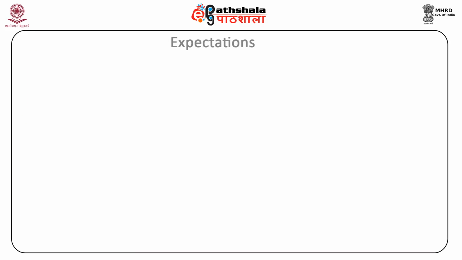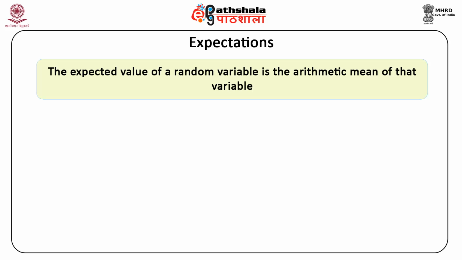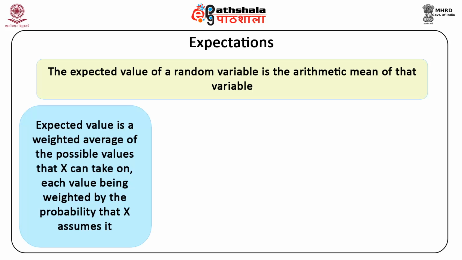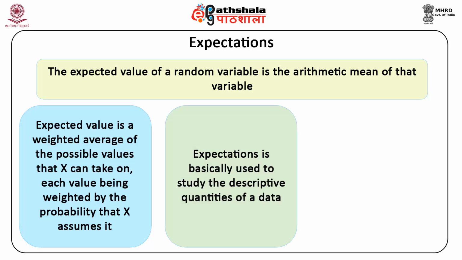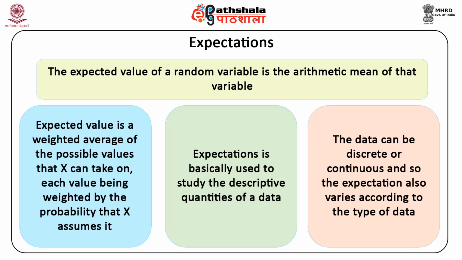First, we shall understand what expectation is. The expected value of a random variable is the arithmetic mean of that variable. Expected value is a weighted average of the possible values that X can take on, each value being weighted by the probability that X assumes it. Expectation is basically used to study the descriptive quantities of data. The data can be discrete or continuous, and so the expectation also varies according to the type of data.